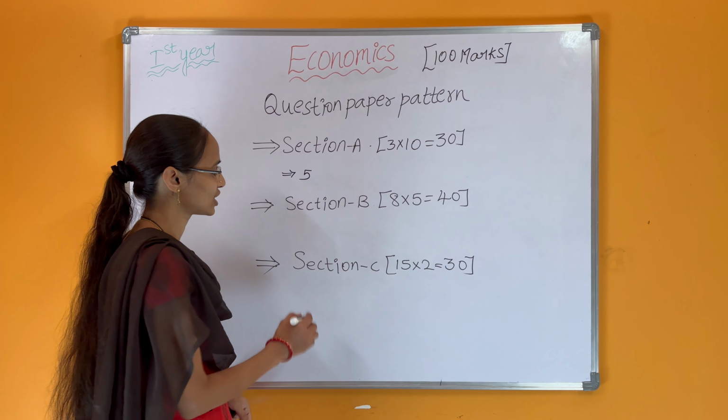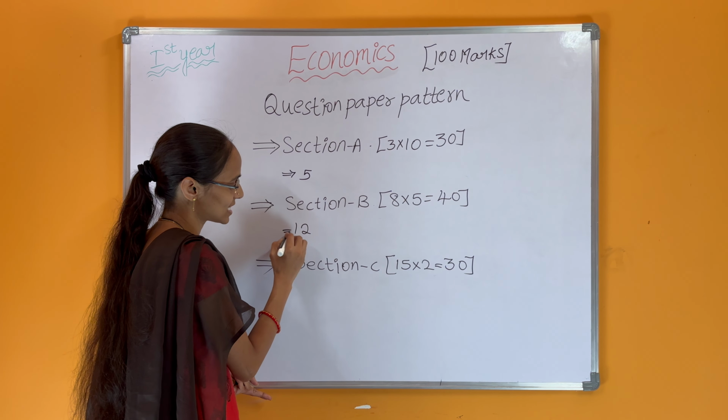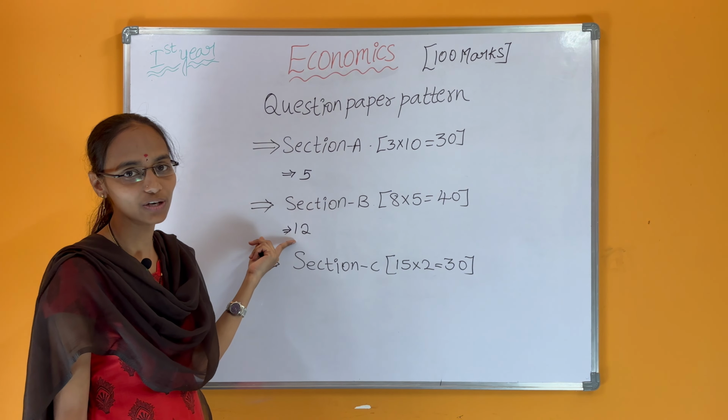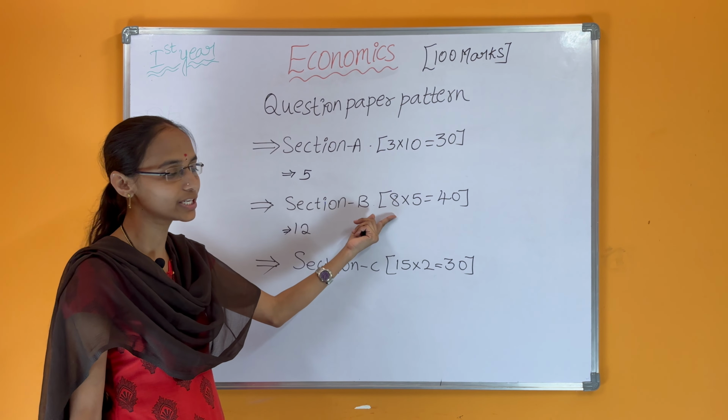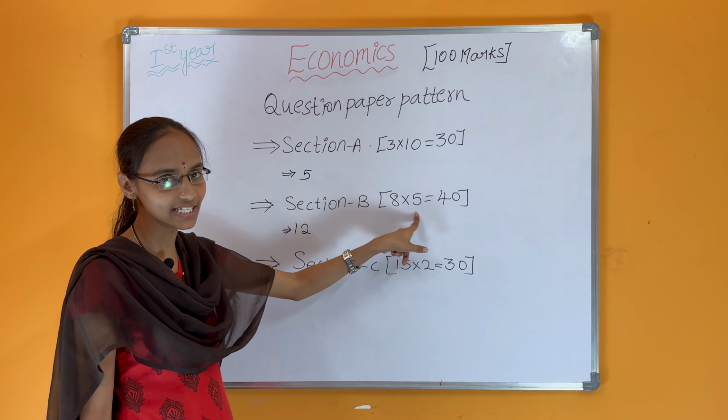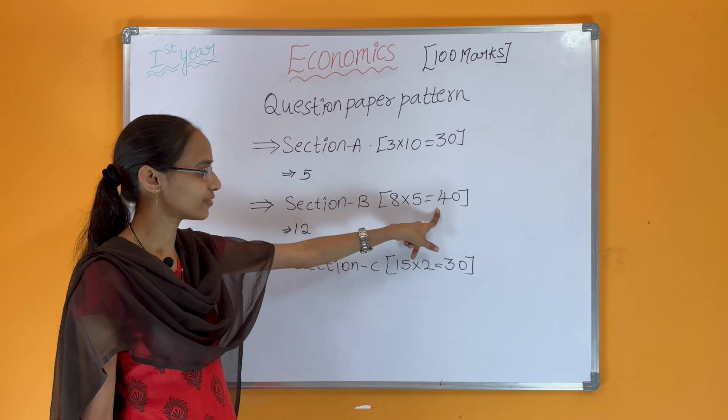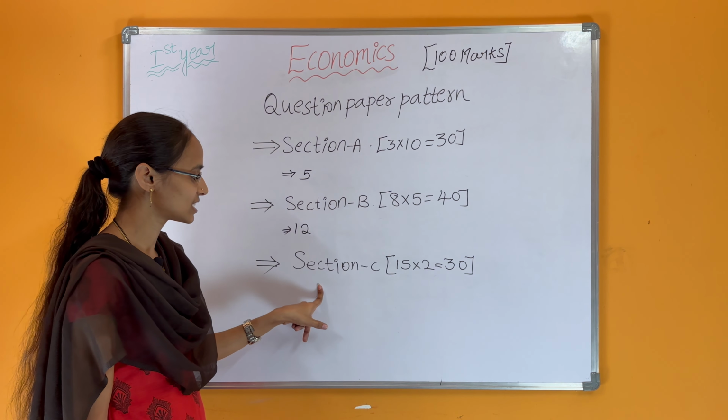Then next is section B. Under section B, a total of 12 questions are given. Out of these 12 questions, you have to attempt 8 questions. Each question carries 5 marks. 8 fives are 40.